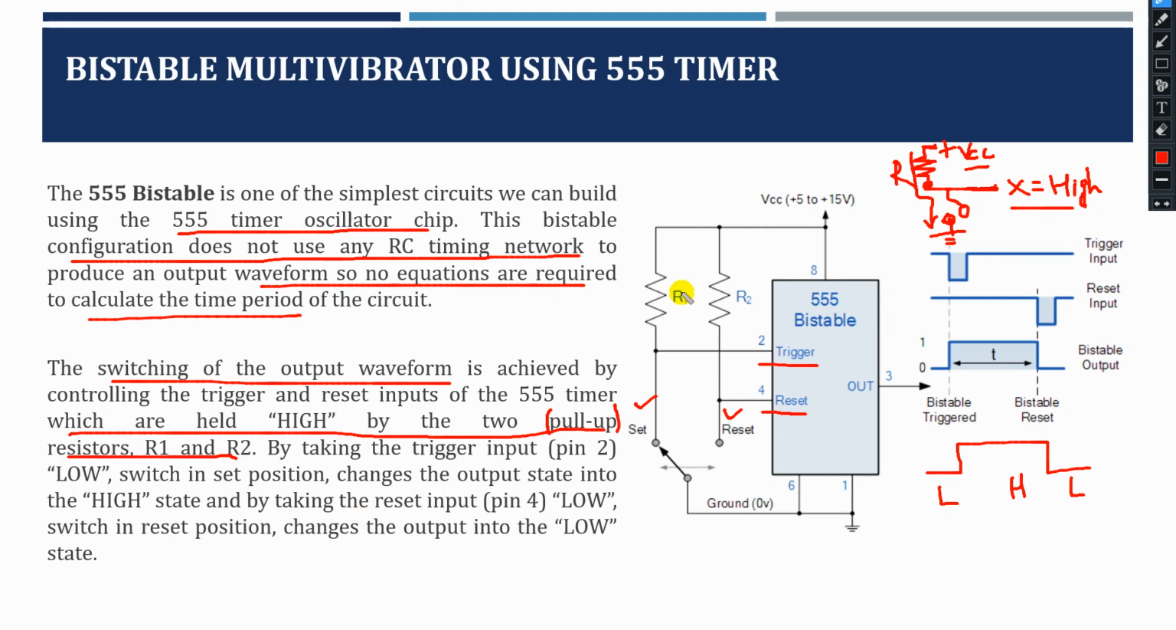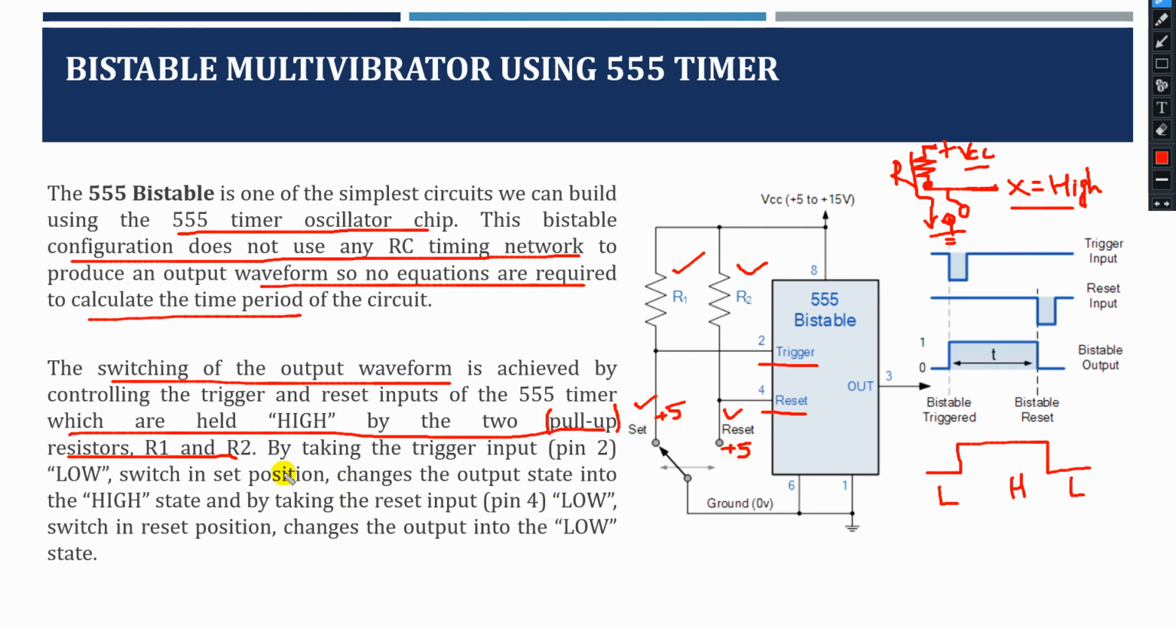Okay, in this circuit we are using R1 and R2 as pull-up resistors. So both are at high voltage. High voltage means here plus 5 to plus 15, right? So it is plus 5 to plus 15. So I'll be considering it as plus 5.